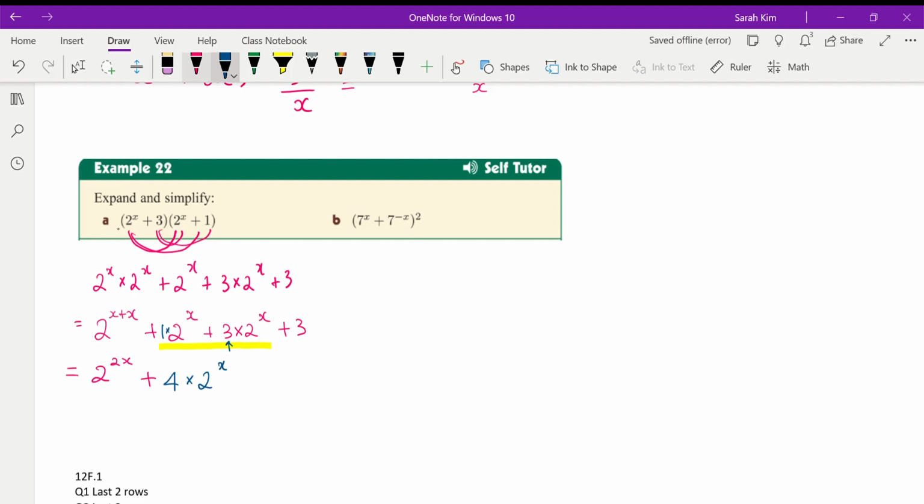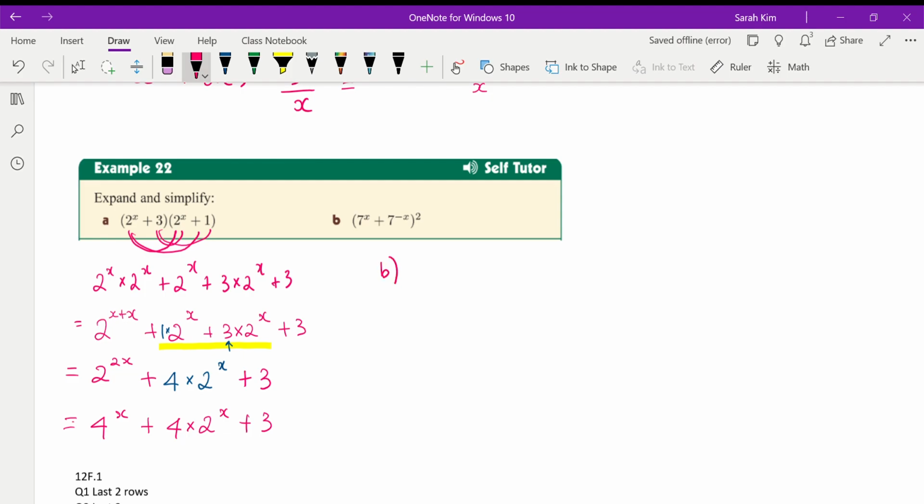Okay, and then we've got plus 3. So this can be simplified further, 2 to the power of 2 and x. So this can be written as 4 times 2x and then plus 3.